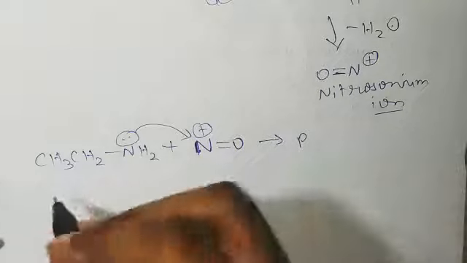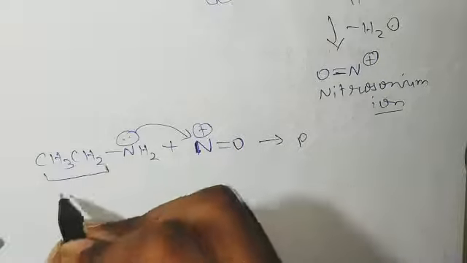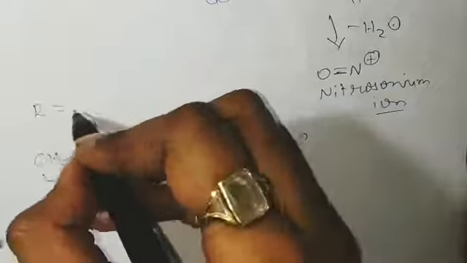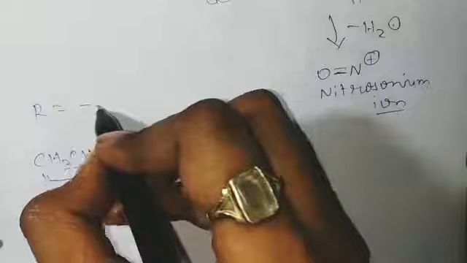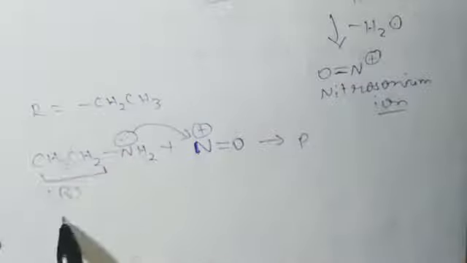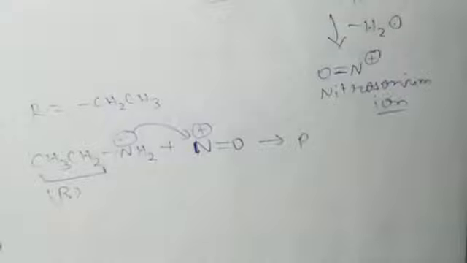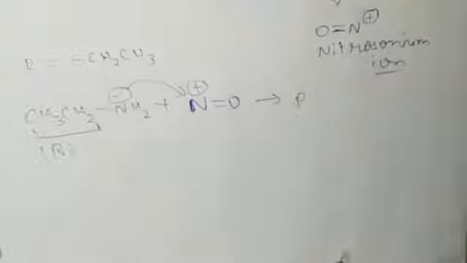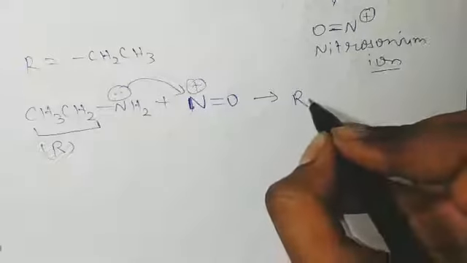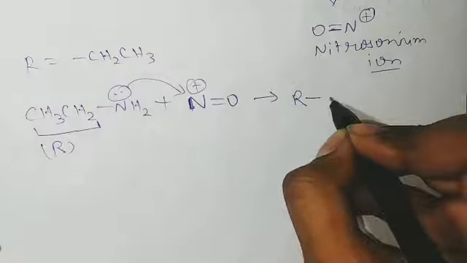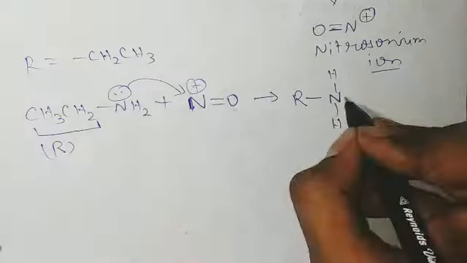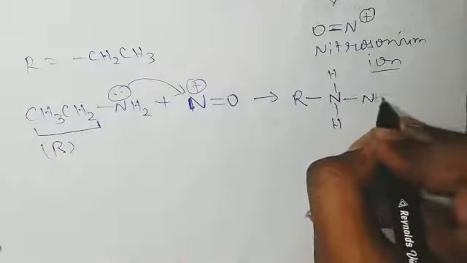Let's write this whole molecule CH3CH2 as R. Here R is the ethyl group, that is CH2CH3. I'm just writing it as R so that it will be easier for you to understand what is happening in the reaction. Then this NH2 has two hydrogens, and this nitrogen forms a bond with the nitrogen double bond O.